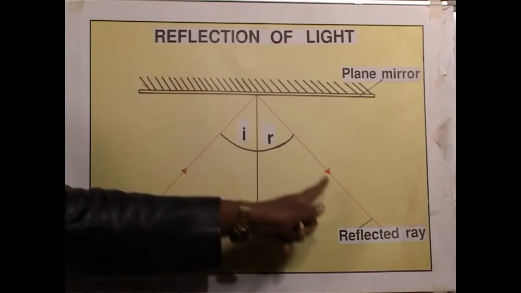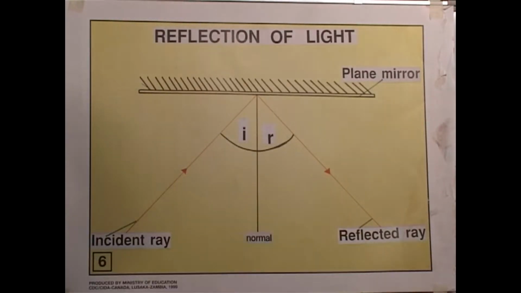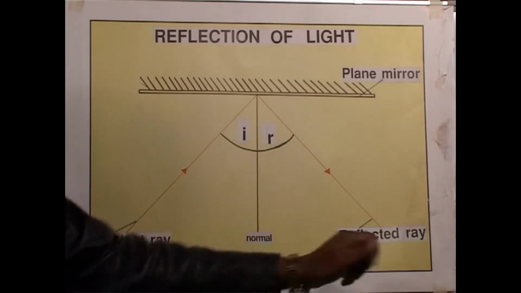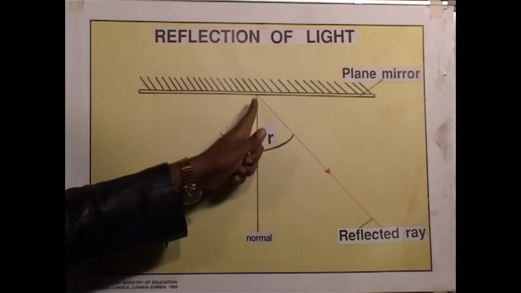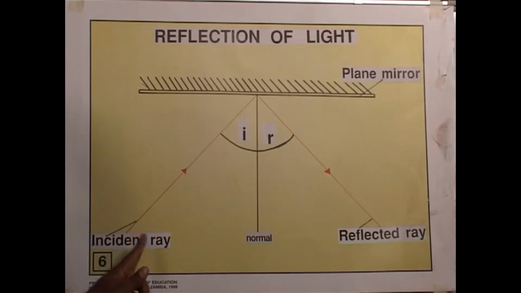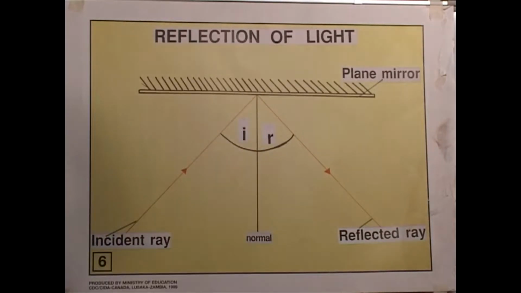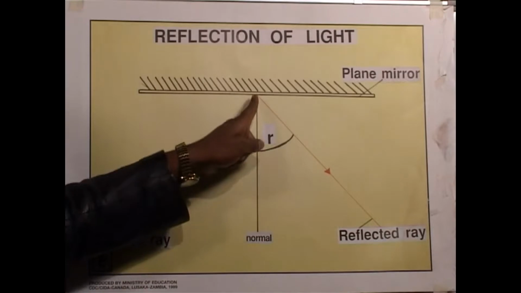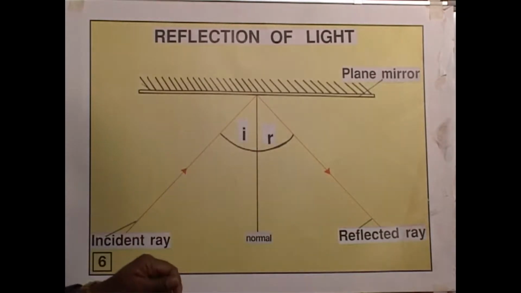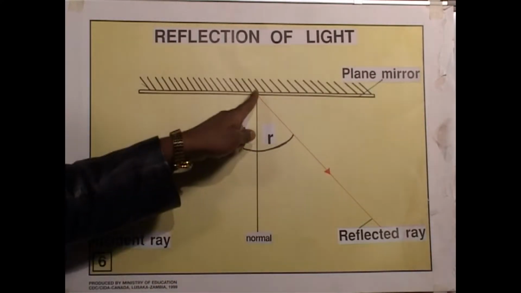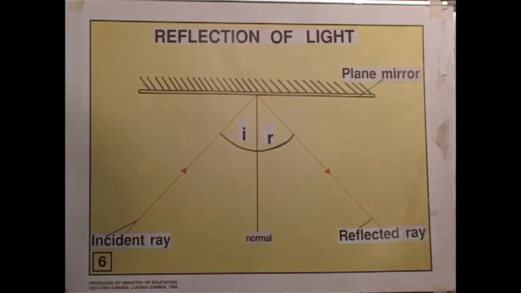And the ray that bounces off the mirror, or the path taken by light after bouncing off a mirror, is the reflected ray. Then the point where the incident ray strikes the mirror, or any other surface where the ray will be reflected, is called the point of incidence. At the point of incidence, there is an imaginary line, this line here, which is perpendicular to the surface. This line is known as the normal.